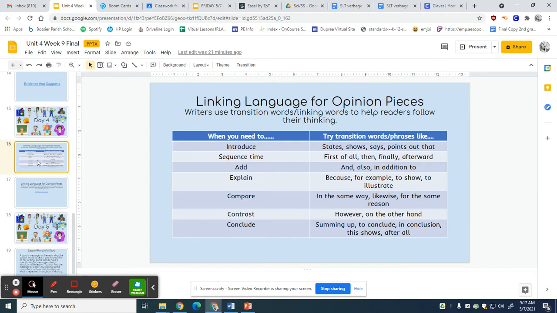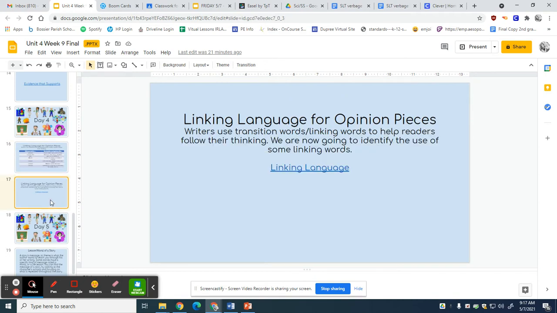And when you need to contrast some things, you can use the words or phrases like however or on the other hand. When you need to conclude, you can say summing up, to conclude, in conclusion, this shows, and after all. So, what do we use linking language for? So linking language, writers use this to help readers follow their thinking.